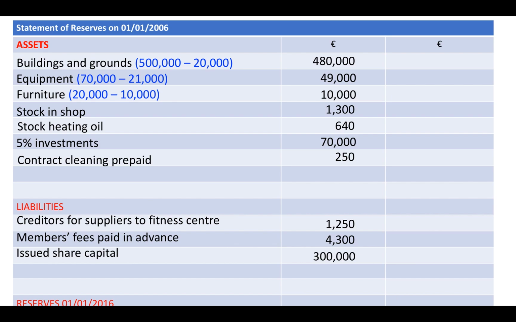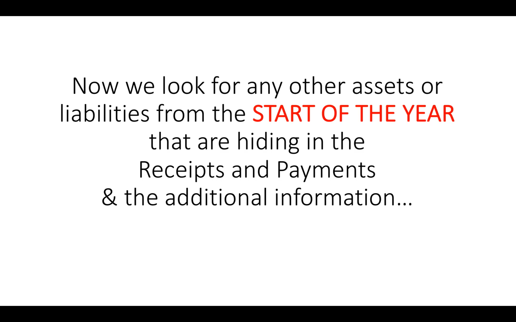So it should look like that for now. And then what you need to do is look back at the question and see, is there anything else hiding out in the receipts and payments or in the additional information that are assets or liabilities at the start of the year?